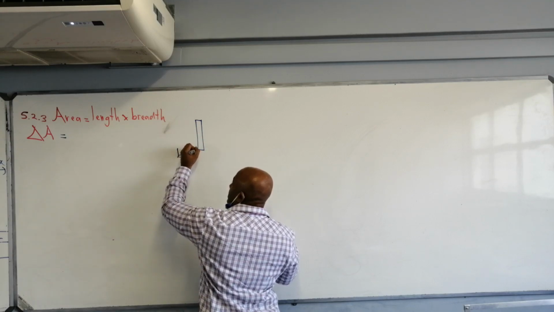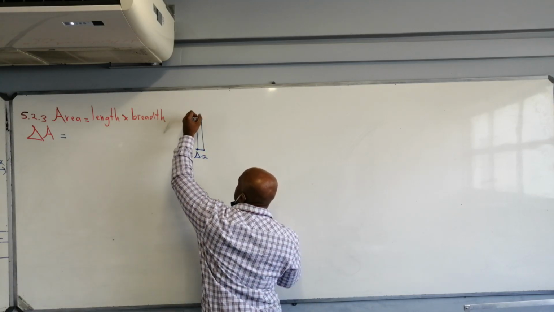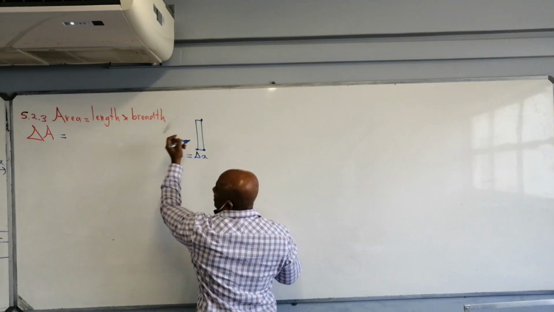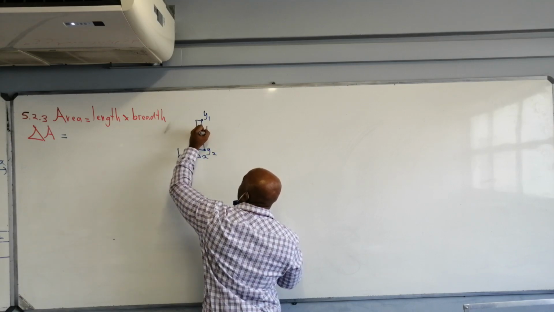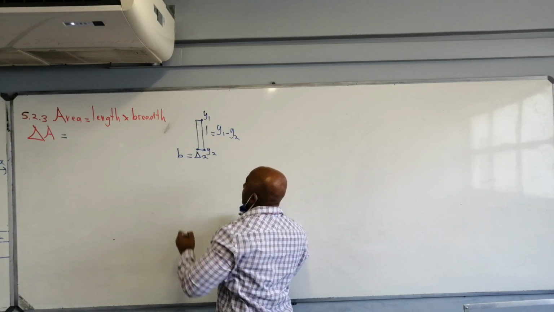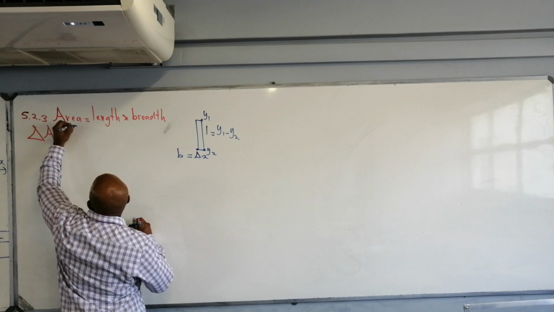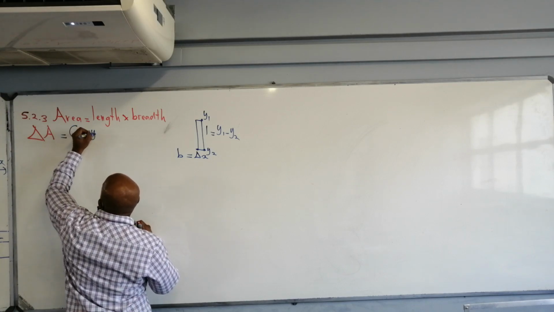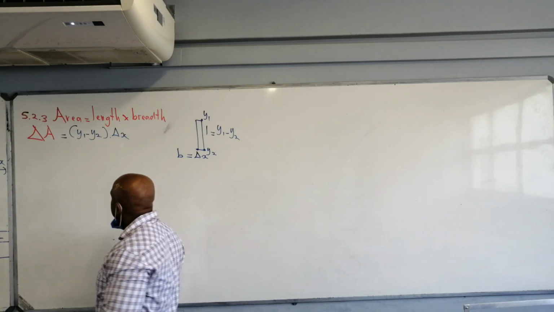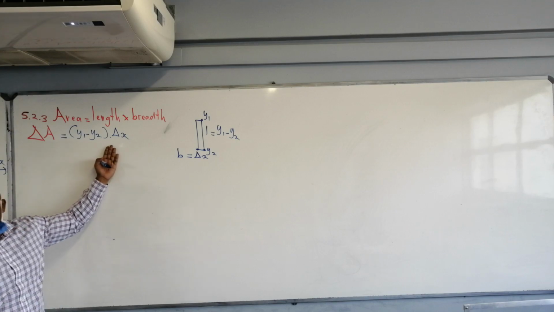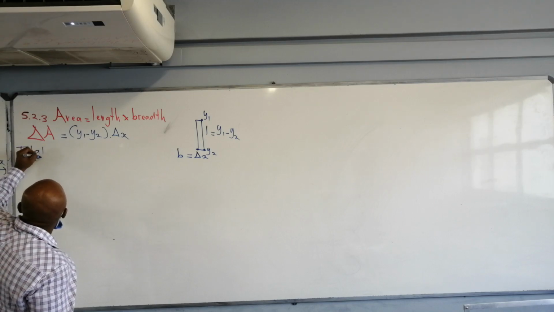Your breadth is the difference between the x values. So your breadth is delta x, and your length, what did we label this as? y1, y2. So the length is the difference between the y values, y1 minus y2. So your area is going to be length, y1 minus y2, times your breadth, which is delta x. So this is a compulsory step. You have to write this down. So now, total area.